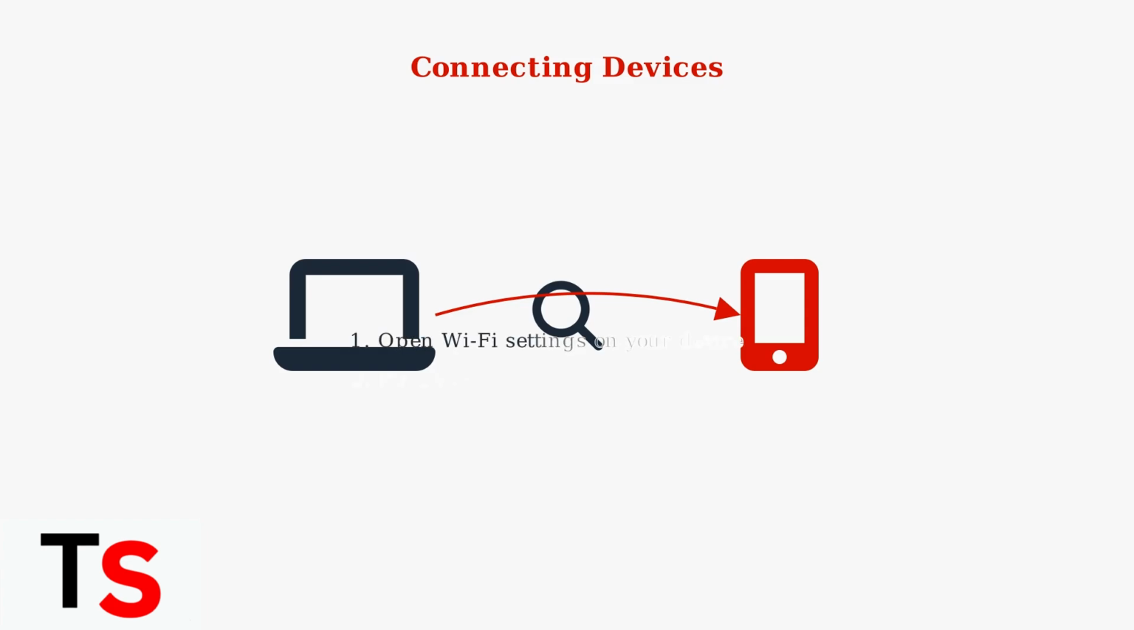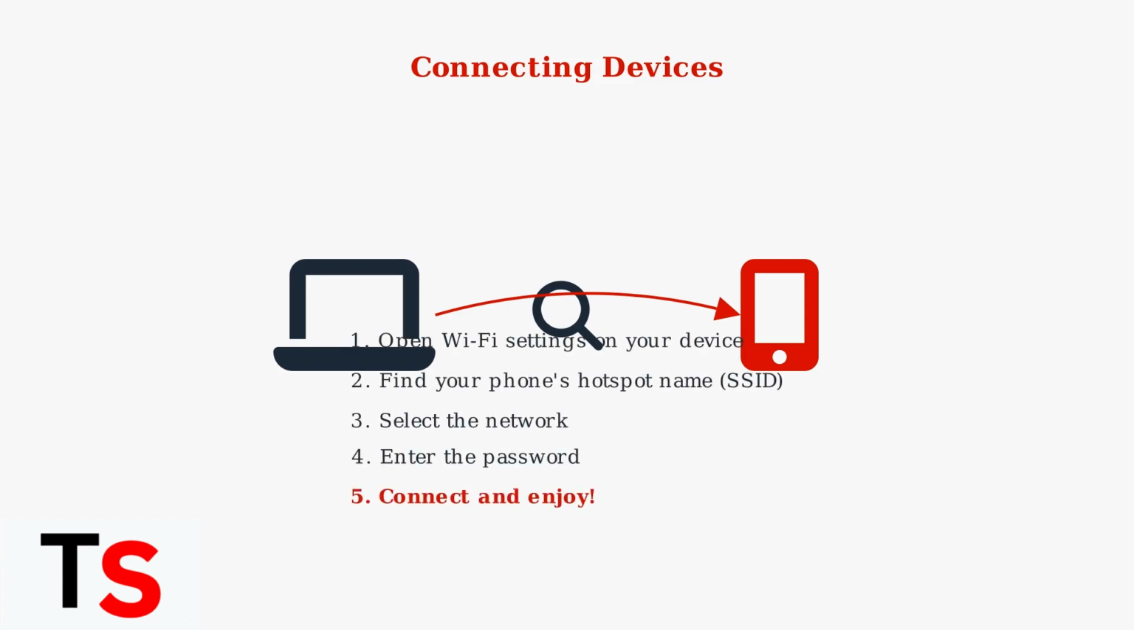To connect other devices to your hotspot, simply open the Wi-Fi settings on the device you want to connect. Look for your phone's hotspot network name in the available networks list. Select it and enter the password you configured.